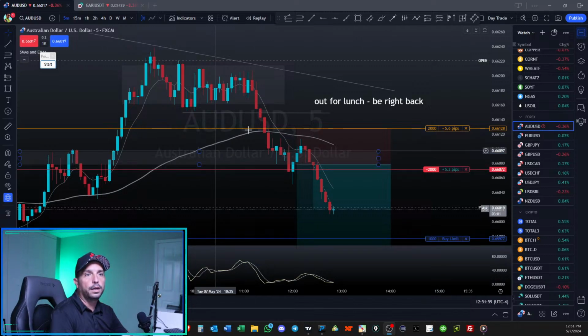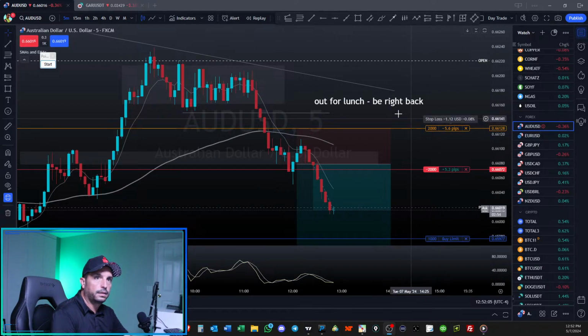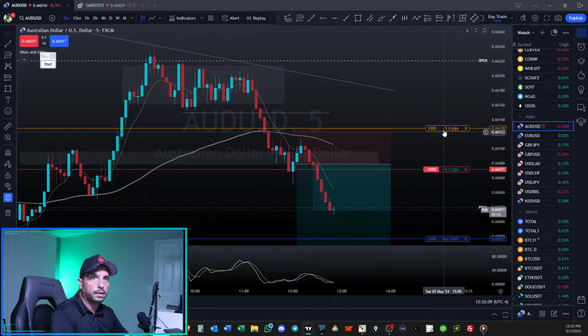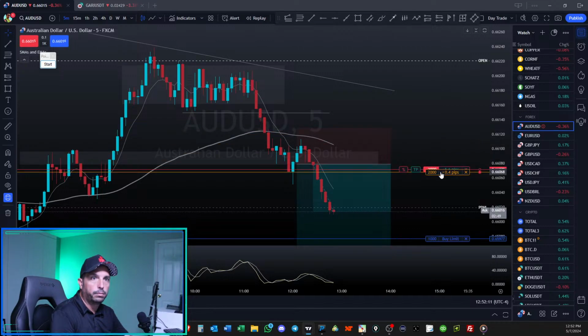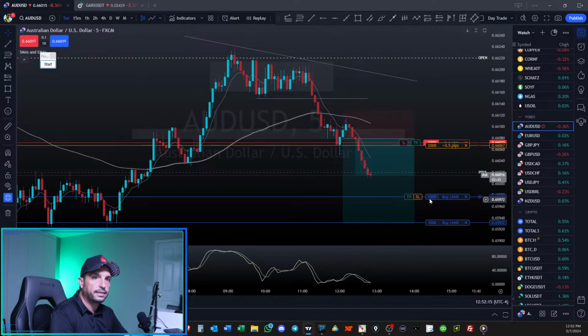Oh, look at AUD. It hit the first target. It hit the second target. I'll put it on break even and let that run. Oh, that's the second target still. Okay, it hit the first one. All right, that's good.